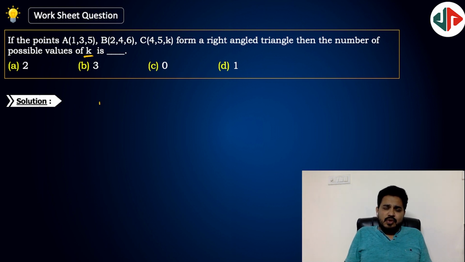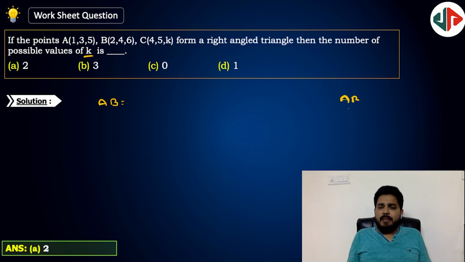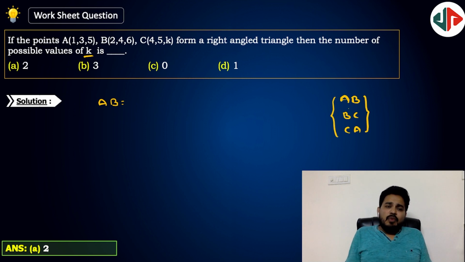A, B, C. So what is the length? One way is to find the lengths AB, BC, CA and apply the right-angle triangle property, that is the Pythagoras theorem. Or you can use direction ratios also. So let me go ahead with AB.